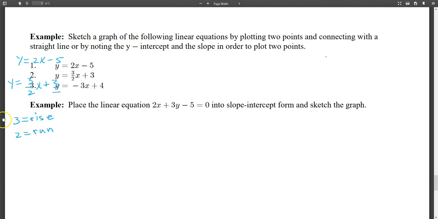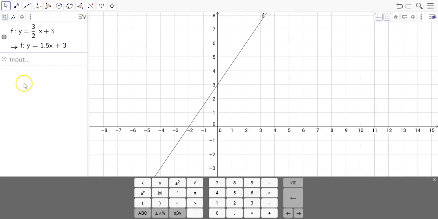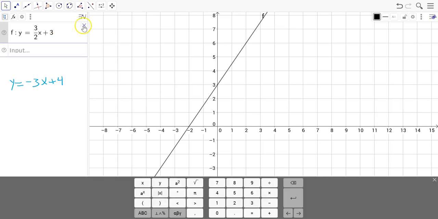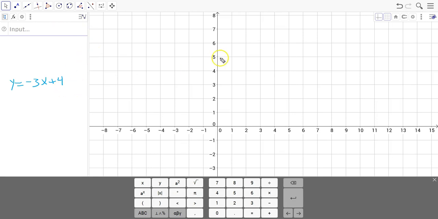And that was -3x plus 4. Alright, so for this one, our y-intercept is 4. Let's delete this graph up here. So our y-intercept is 4 right there. Now, the slope is -3. So if we go over 1, we'll have to move down 3 units. 1, 2, 3. Right there's another point on the graph.